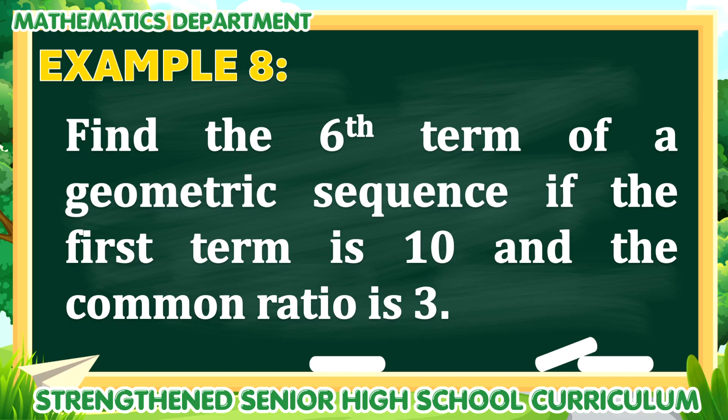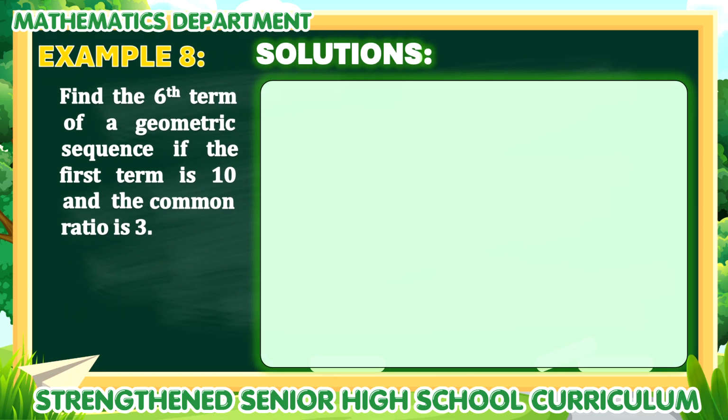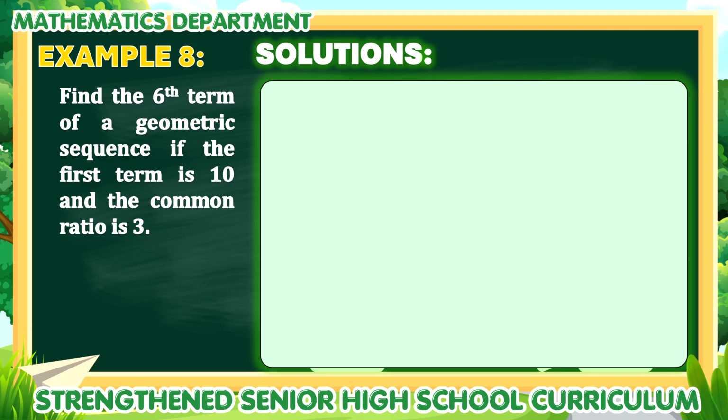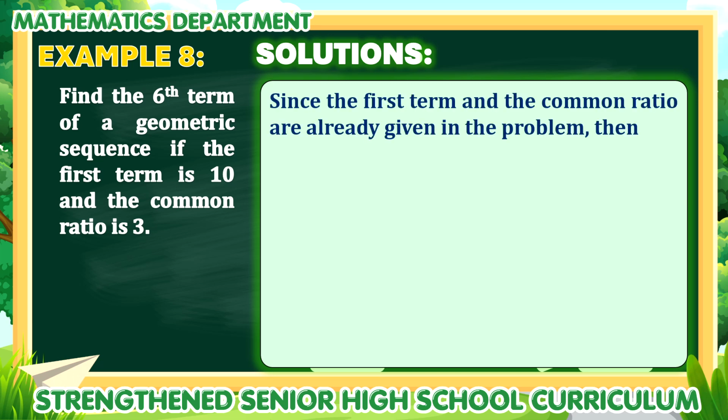For our next example, find the 6th term of a geometric sequence if the first term is 10 and the common ratio is 3. Since our first term is already given, which in this case is 10, and our common ratio is also given, which is 3, and we are looking for the 6th term, we'll just substitute them directly to our formula. We have a sub n is equal to a sub 1 times r raised to n minus 1.